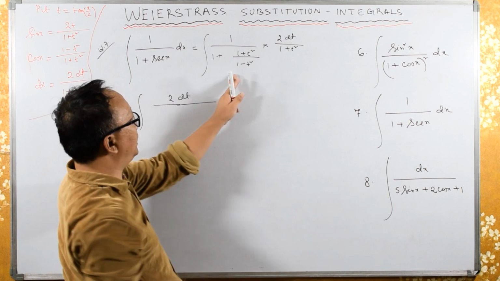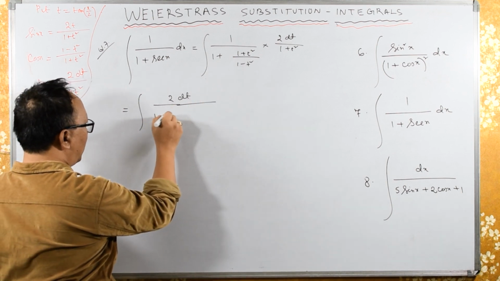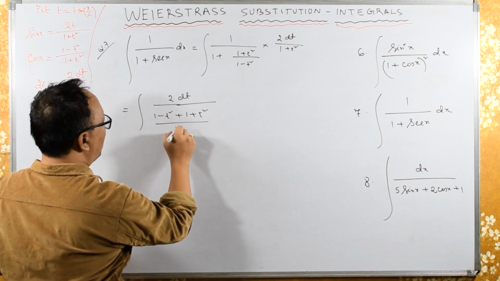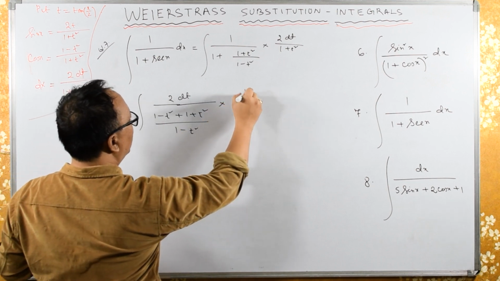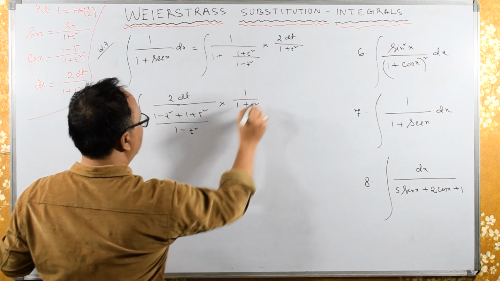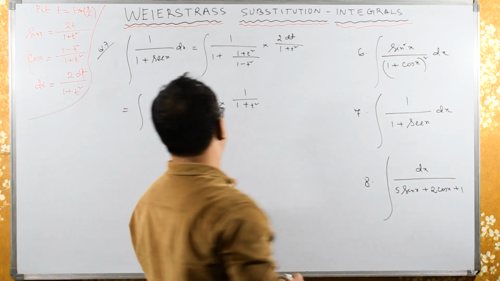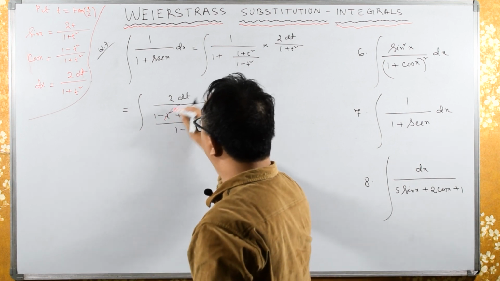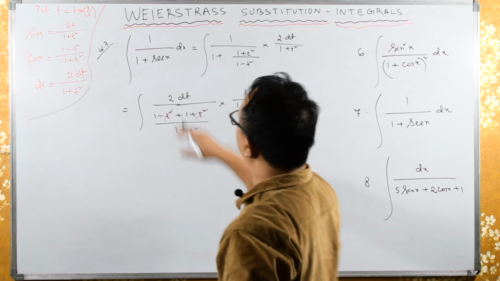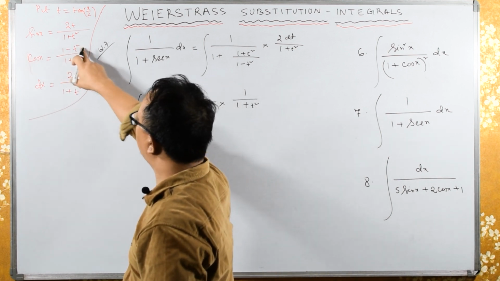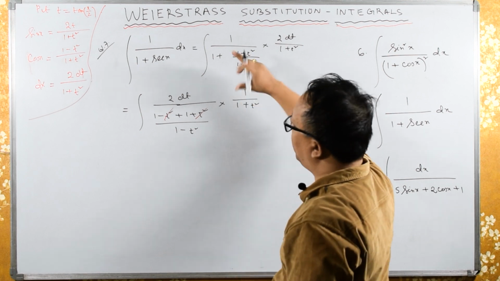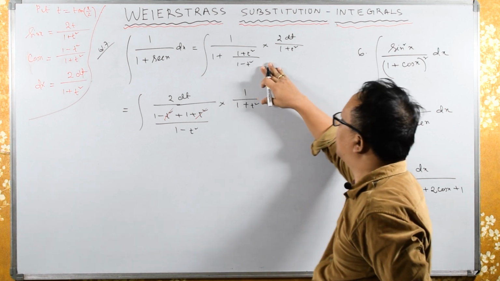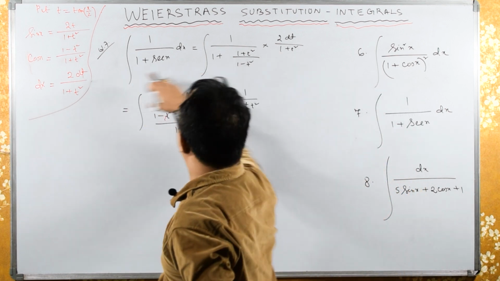If I take the LCM over here, I'll get 1 minus t square plus 1 plus t square upon 1 minus t square, into 1 upon 1 plus t square. Now this t square and this t square get cancelled. What I am doing is, sec x is 1 minus t square upon 1 plus t square; sec x is 1 by cos, therefore this will be 1 plus t square upon 1 minus t square. What is dx? dx is 2t upon 1 plus t square.